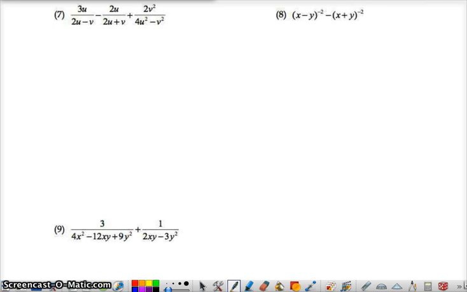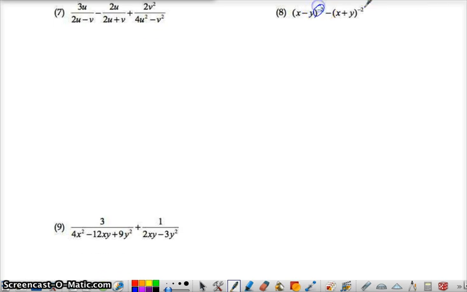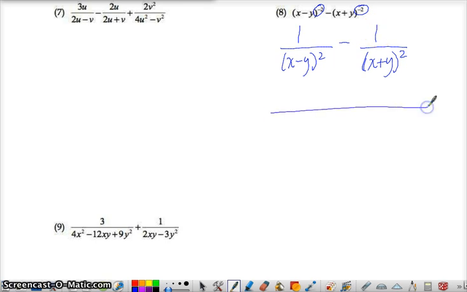Okay, so looking at number 8. Notice most of these have negative exponents, so the first thing I need to do is put those quantities in the denominator. So that's 1 over x minus y, the quantity squared, and minus 1 over x plus y, the quantity squared. Okay, well, we have two different factors. Both of those factors are squared, so my denominator must contain both of them. I can't just put one of each.